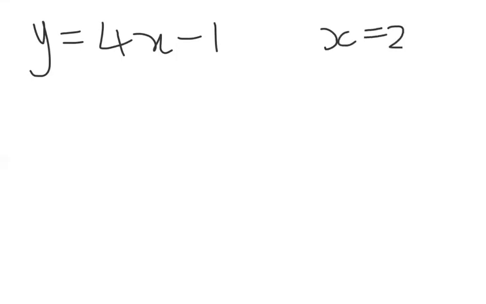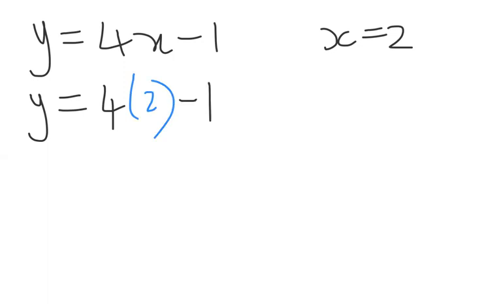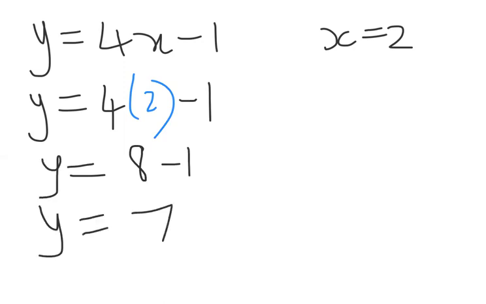Let's do another one. y equals 4x minus 1. And substitute wherever you see an x, put x equal to 2. So now we have y equal to 4 multiplied by 2 minus 1. 4 multiplied by 2 is 8. 8 minus 1 is 7. And that is your answer.